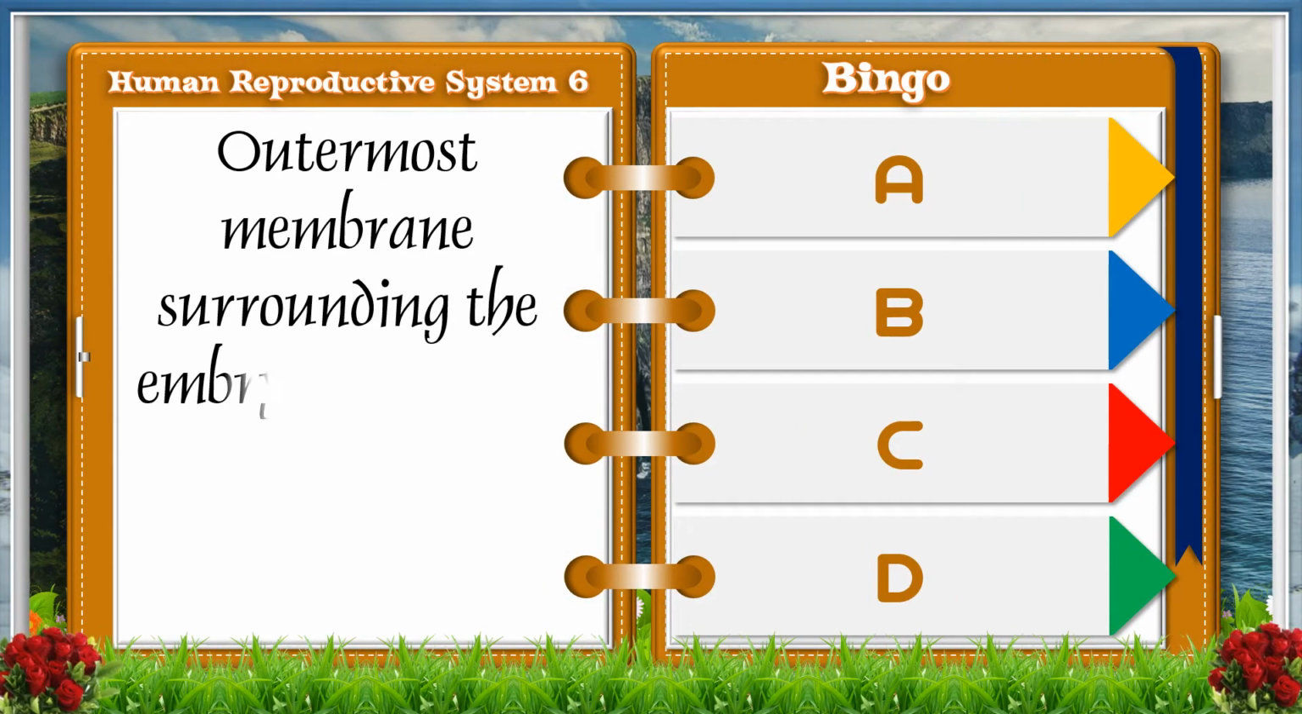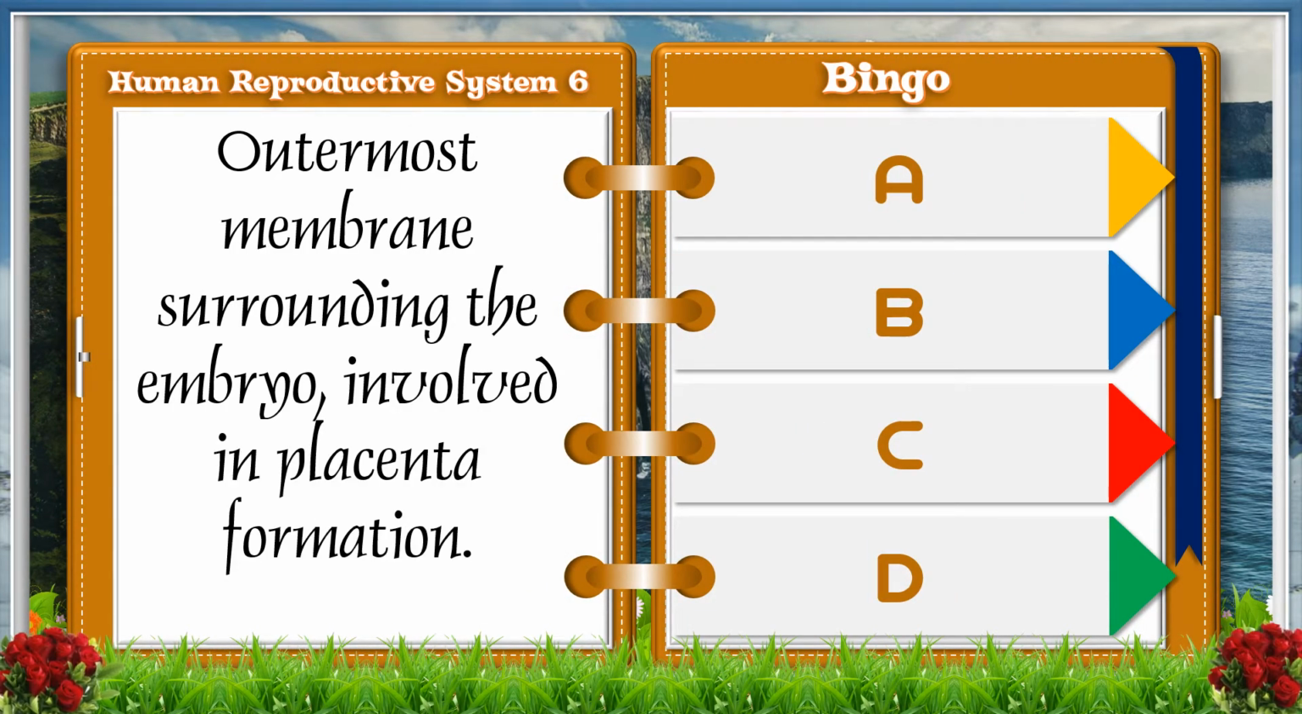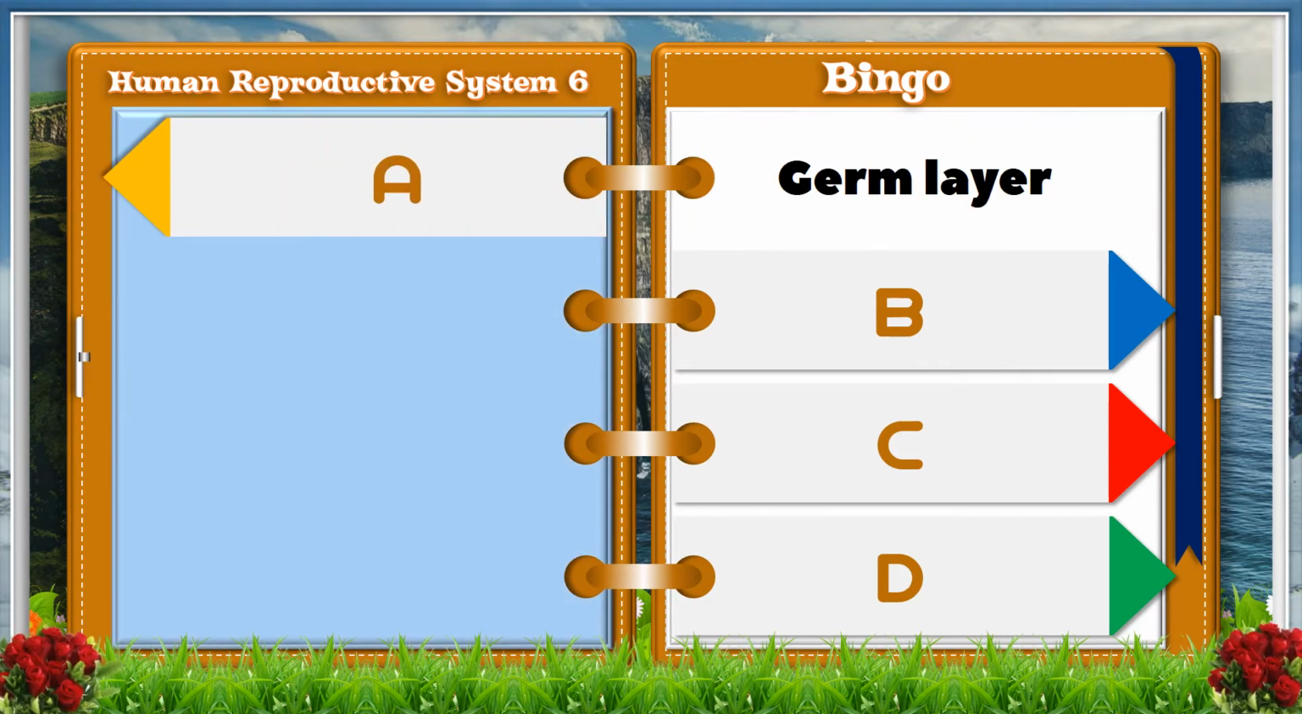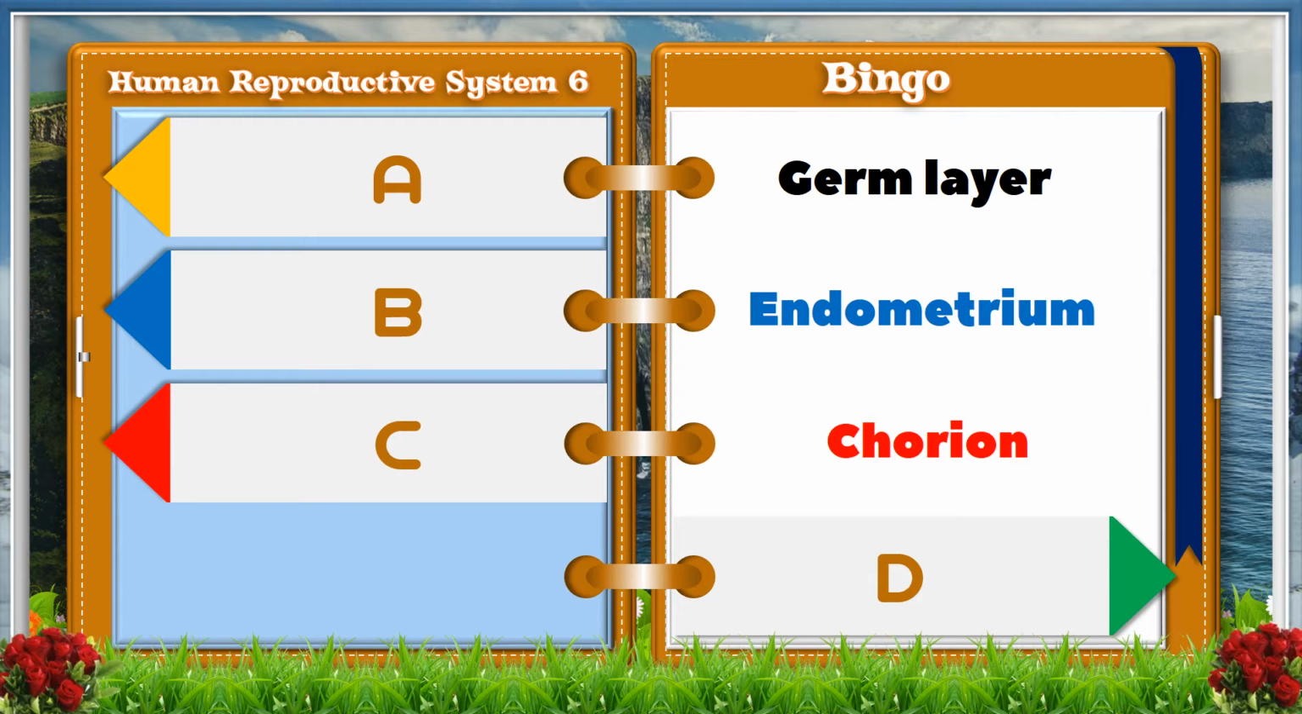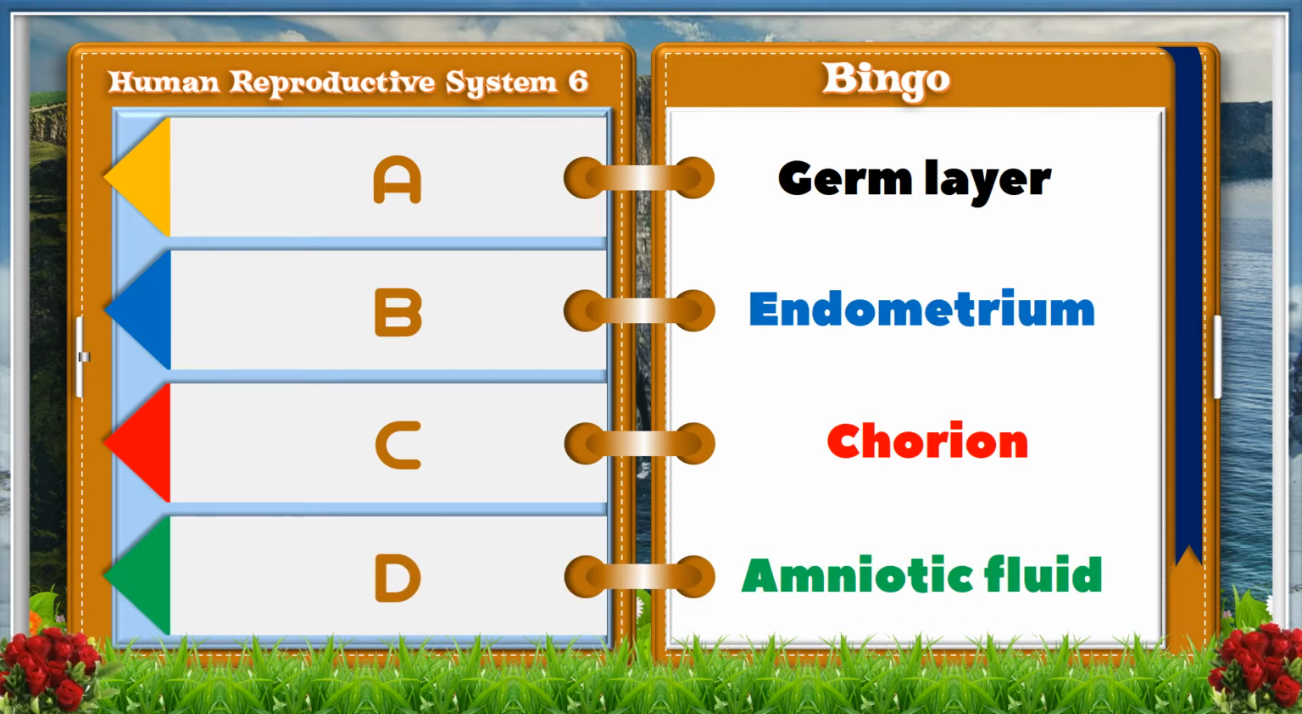Outermost membrane surrounding the embryo involved in placenta formation. A. Germ layer. B. Endometrium. C. Chorion. D. Amniotic fluid. And the answer is C. Chorion.